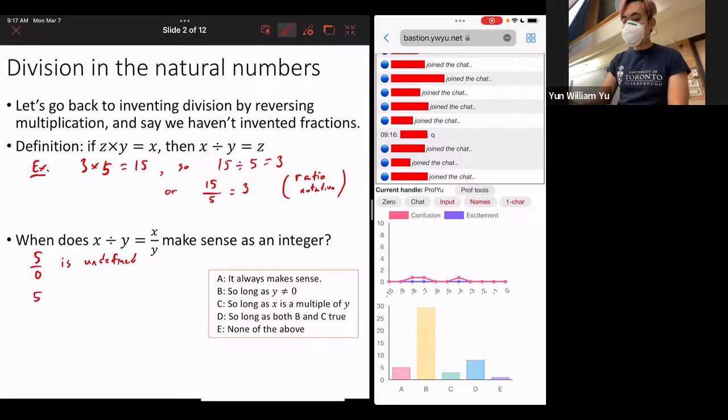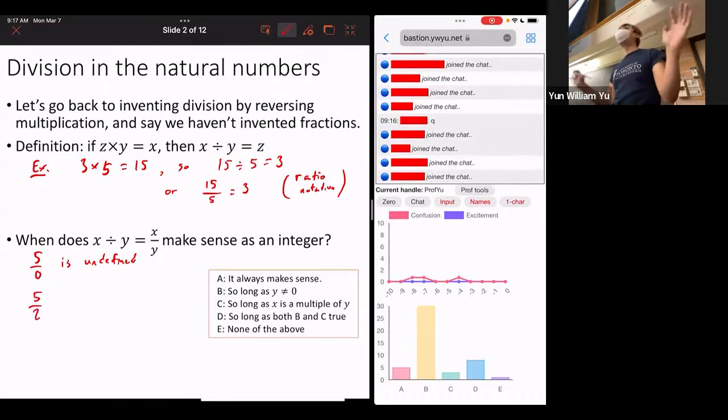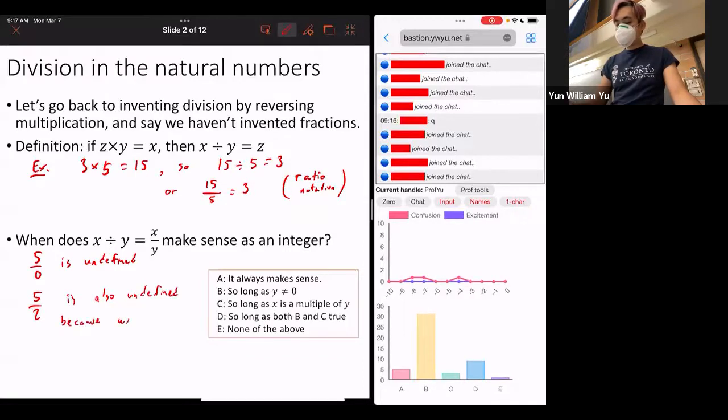So that is partially true, but remember, things like 5 divided by 0 are undefined, right? But remember, we don't have fractions yet. So 5 divided by 2 is also undefined, because we only have integers. So the answer is actually D here, so long as both B and C are true.